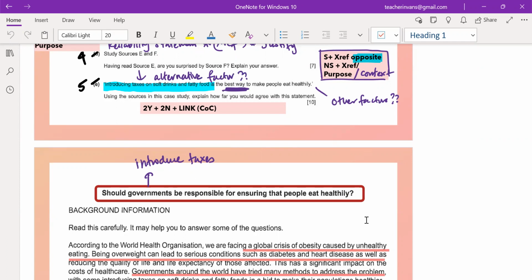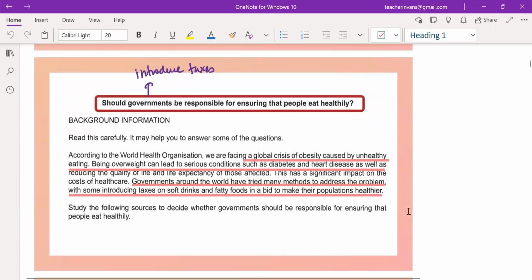All right, now let's take a look. Very nicely, the 2019 background information is not as wordy as the previous years, so it does make reading a little bit easier, I would say. Of course, it talks specifically about the global crisis caused by unhealthy eating. We also talk about being overweight, which leads to serious conditions. So these are the premise or the context.